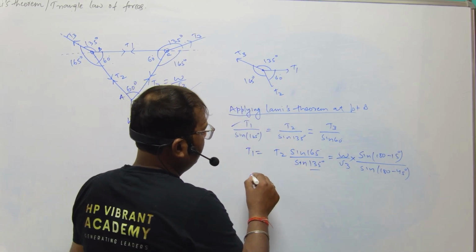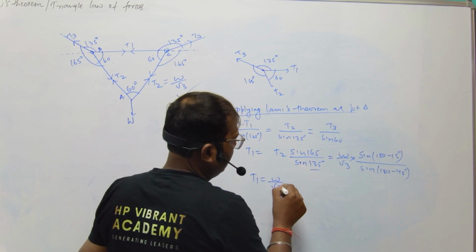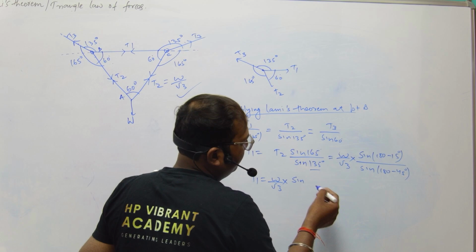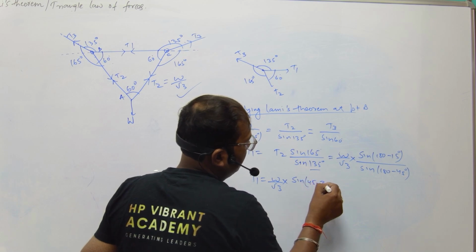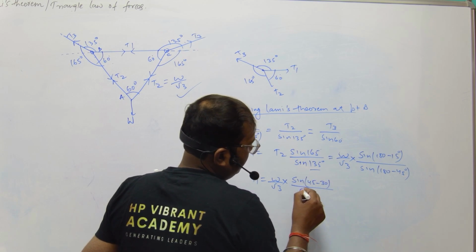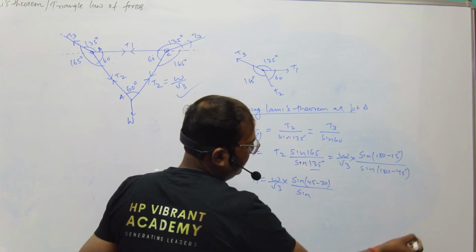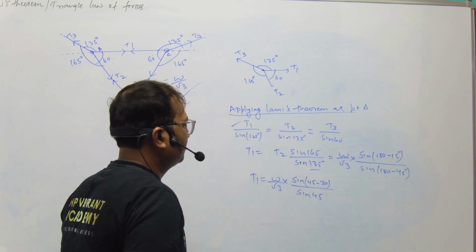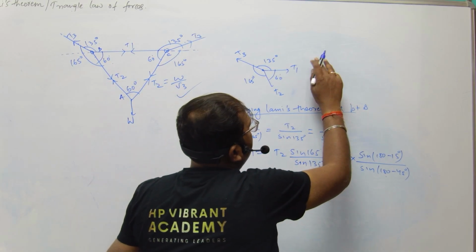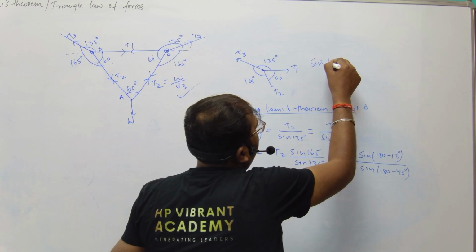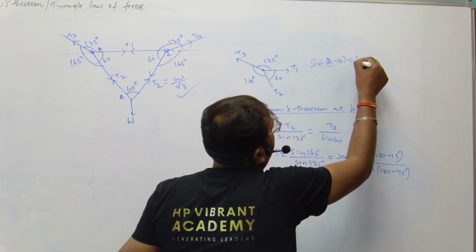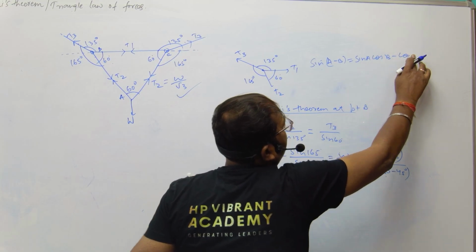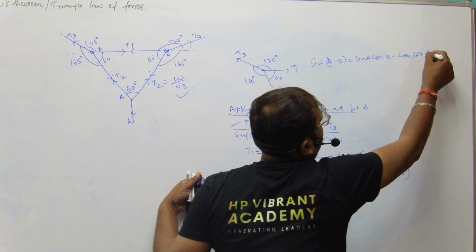Okay, so we have T1 is equal to W upon root 3 times sine of pi minus theta is sine theta, so sine 15 degrees. Sine 15 we can write as sine of 45 minus 30, upon sine 180 minus 45, which is sine 45. And sine of 45 minus 30 we can write as sine A minus B. Sine of A minus B is sine A cos B minus cos A sin B.